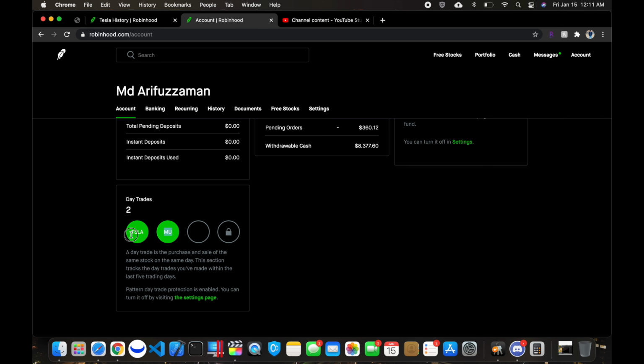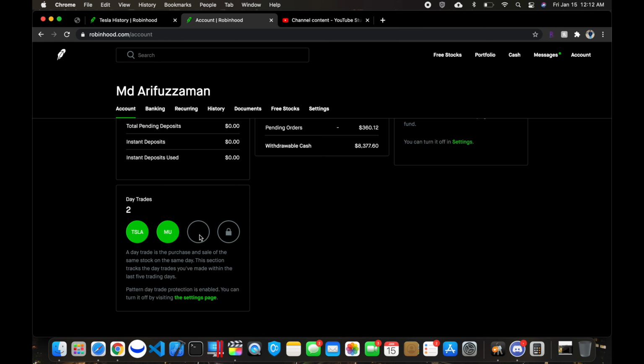So yesterday I did a day trade on Tesla, and today I did a day trade on MU and I got out. So if you hit the 3 day trade mark, this is your last day. Tesla, since I did a day trade on it on a Wednesday, it will reset next week on Wednesday. MU as well will reset on a Thursday. So you have one more day.